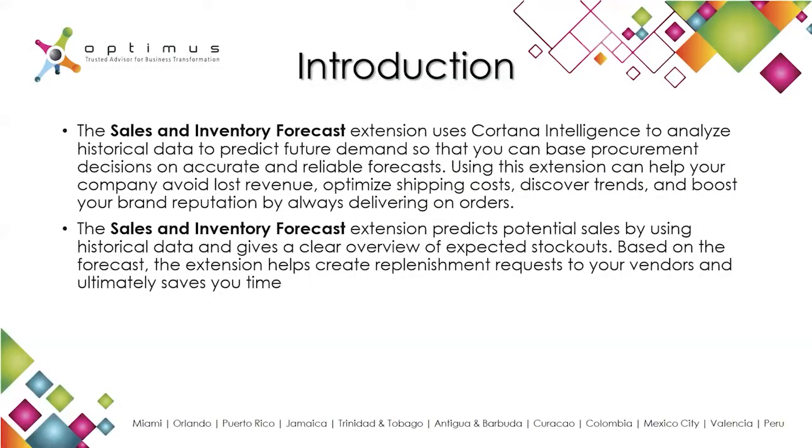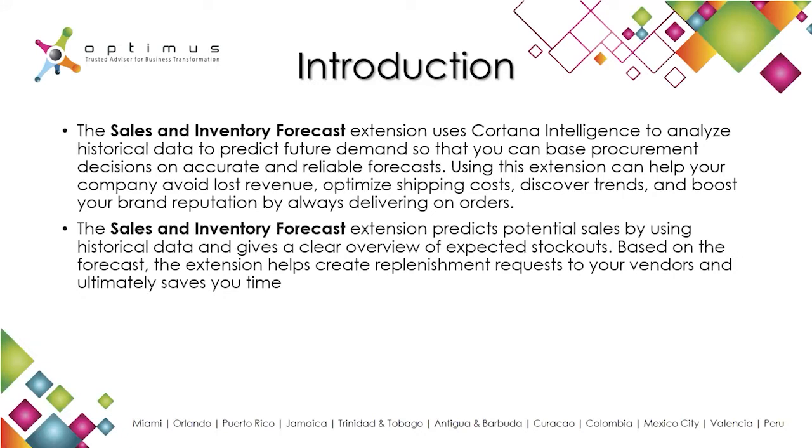Okay, so the sales and inventory forecast extension uses Cortana intelligence to analyze the historical data to predict the future demand, that's a forecast, so that you can base procurement decisions on accurate and reliable forecasts, which is not often a service provided easily, right? So using this extension can help your company avoid lost revenue, optimize shipping costs, discover trends, and boost your brand reputation by always delivering orders.